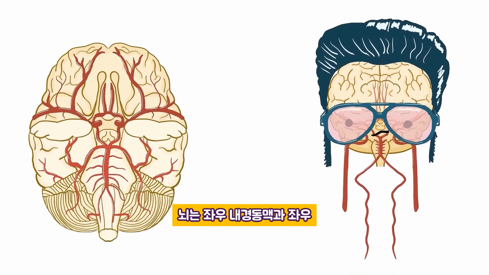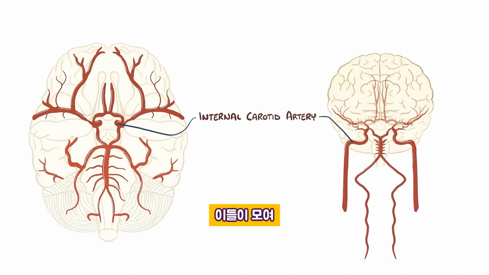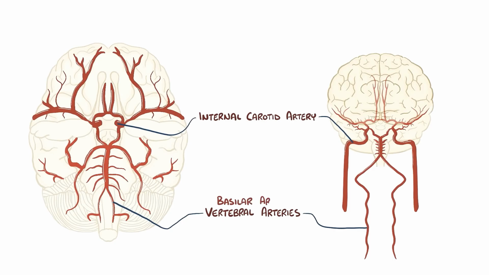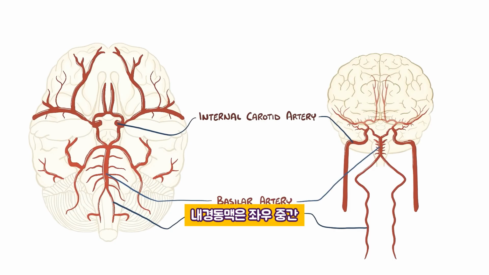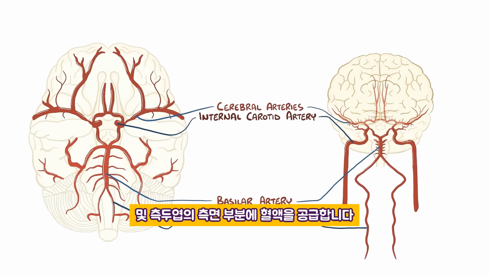The brain receives blood from the left and right internal carotid arteries, as well as the left and right vertebral arteries, which come together to form the basilar artery. The internal carotid arteries turn into the left and right middle cerebral arteries, which serve the lateral portions of the frontal, parietal, and temporal lobes of the brain.